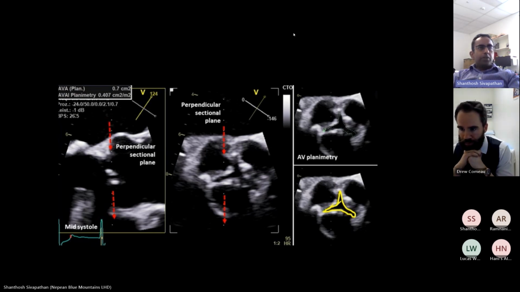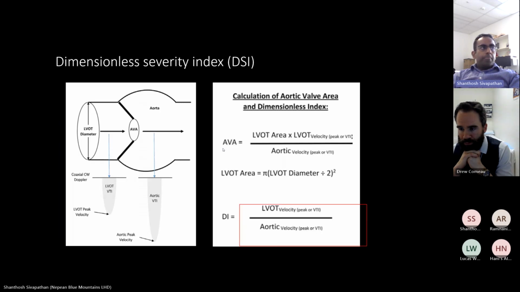But it is something that we use, and I think particularly in structural heart disease, and the structural heart physicians will generally also use this and other adjuncts to try and figure out the severity of the valve. This is, I think, a great tool. It's called Dimensionless Index, or DI. And what it does is it removes the equation of what the LVOT diameter measurement is.